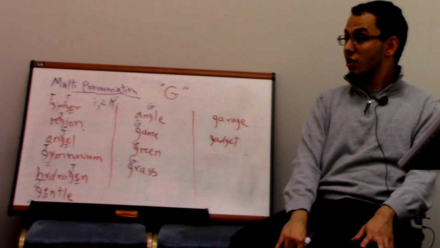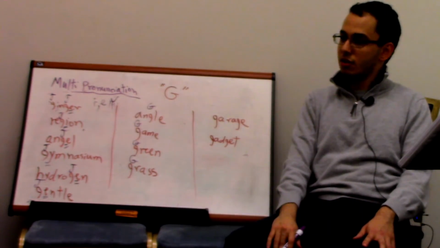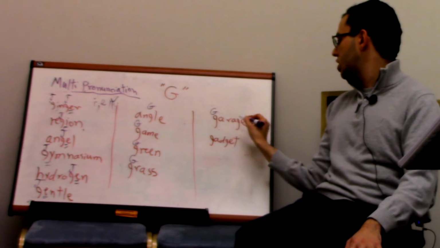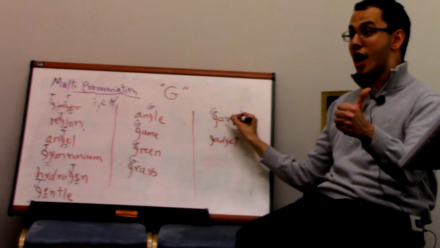Oh, that's a G. That's a J. Yeah, right? Because it's not I, E, or Y after it. How about this? This is like a combination. What is this one? Garage. This is a G and this is a J. This first one is G because there is no I, E, or Y after it.